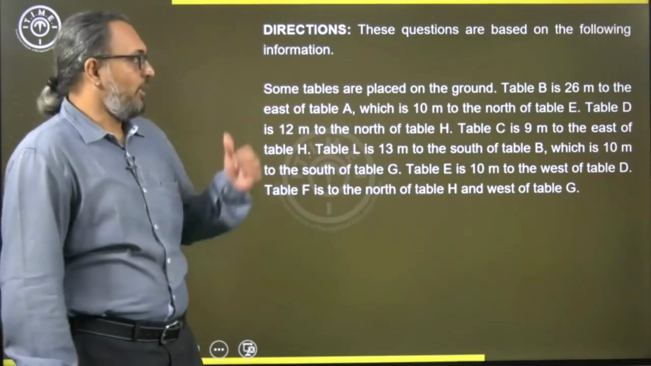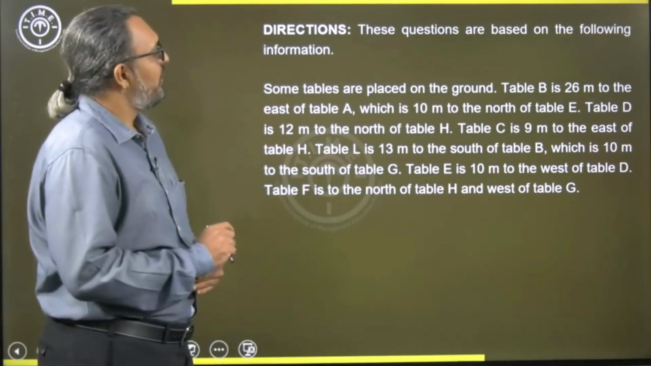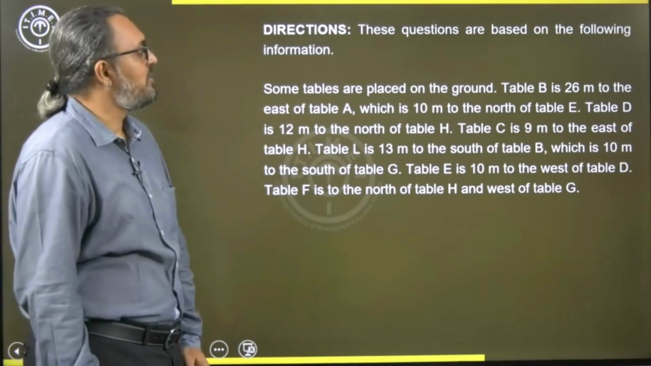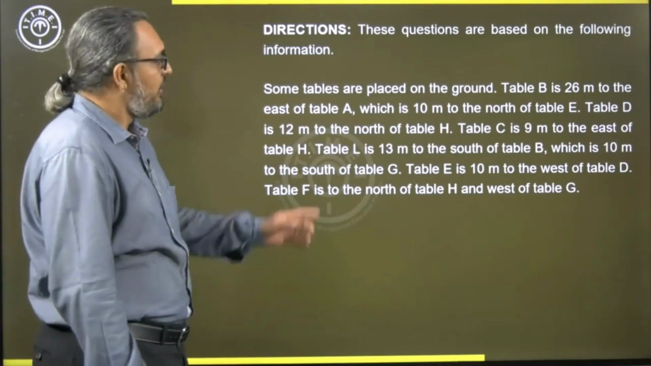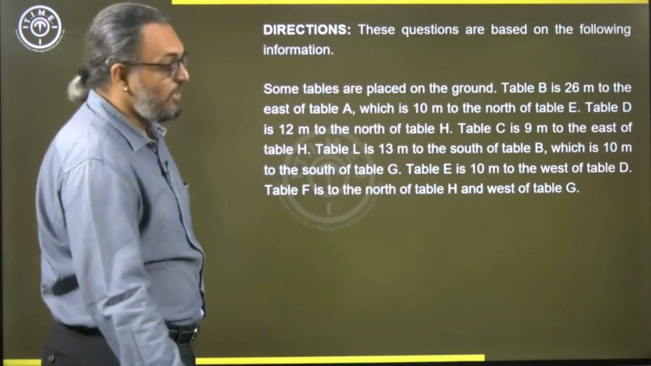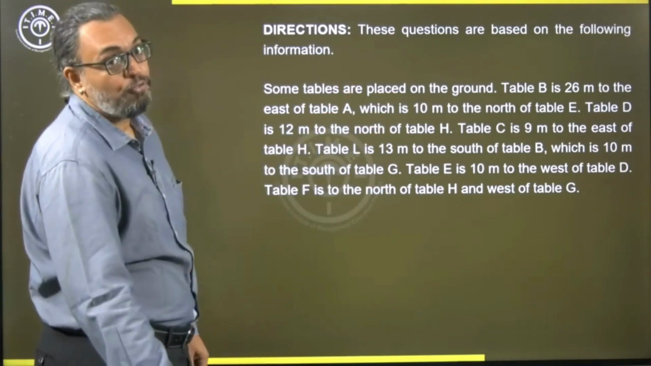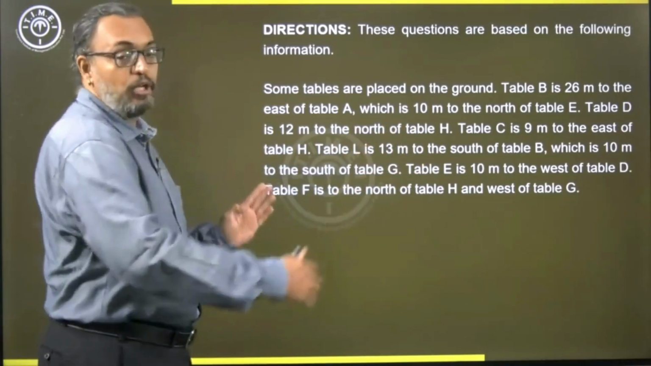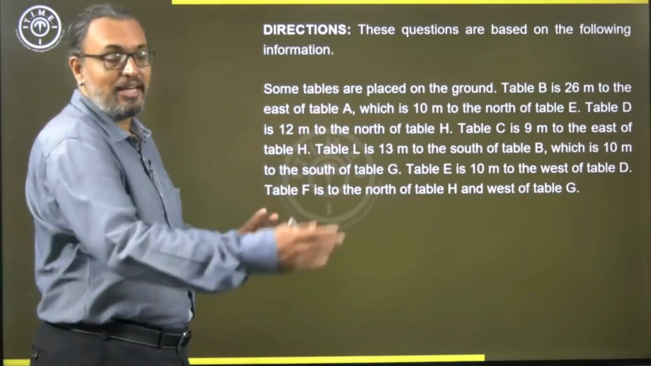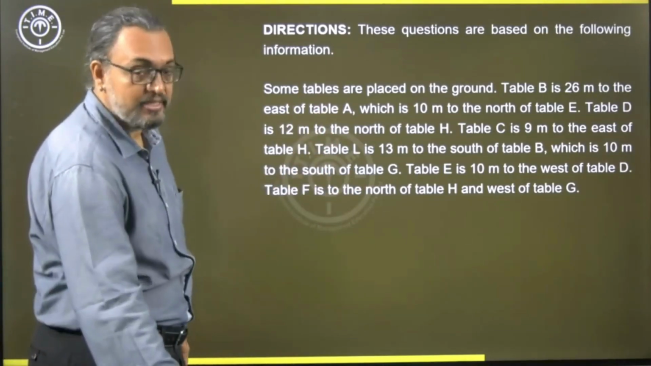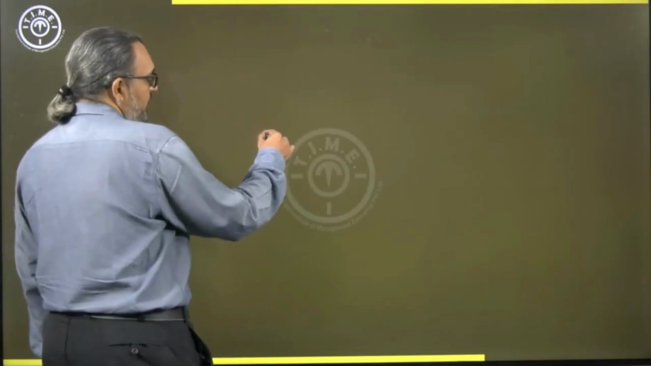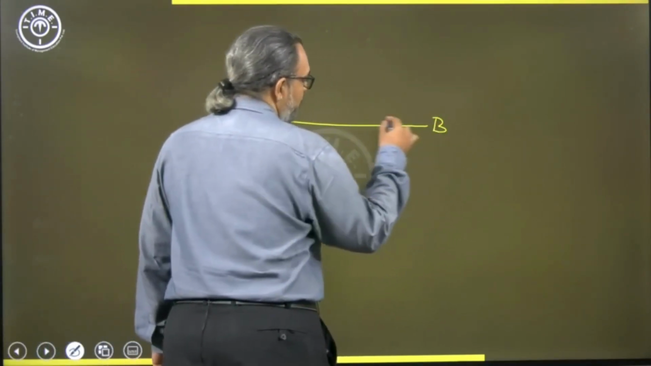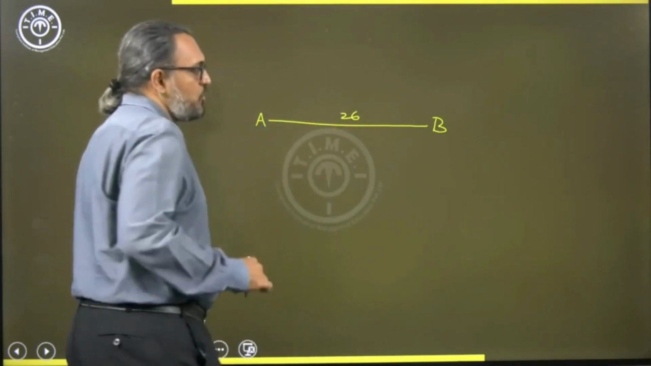Right. Okay, now we have these directions. These questions are based on the following information. Some tables are placed on the ground. Table B is 26 meters to the east of table A. East is always our right side. So, on the east side of A you have B, meaning right side of A you have B, and the distance is 26. So, let us consider it. You have A, and on the east side of A you have B, and the distance is 26.